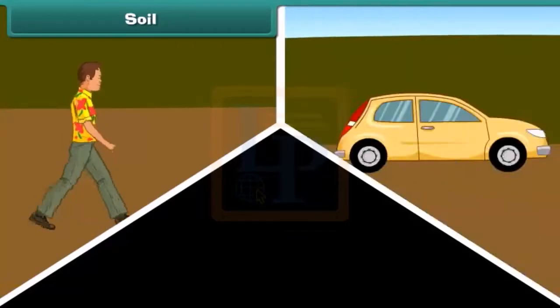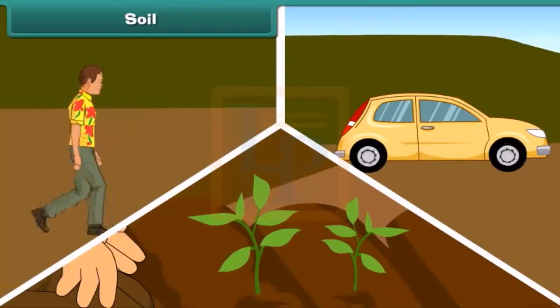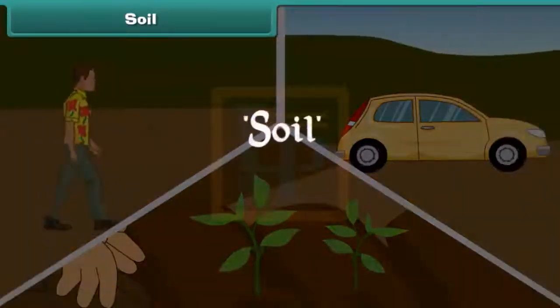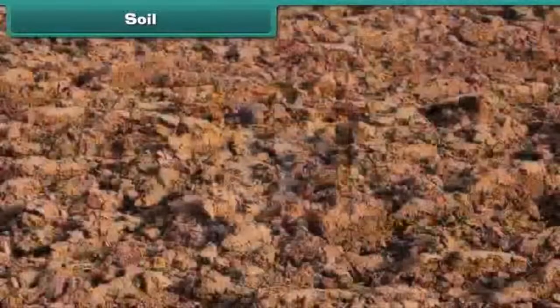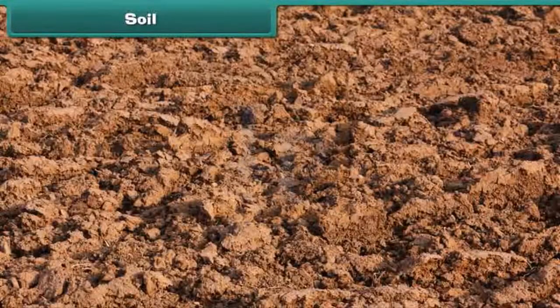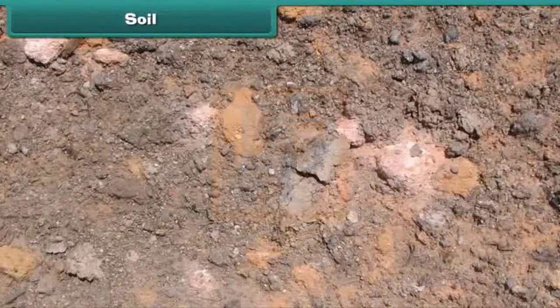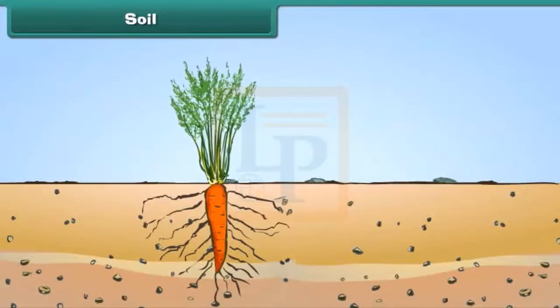It is everywhere. We walk on it, we drive on it, and we grow plants on it and so on. Wondering what it is? It is soil. Soil is the uppermost layer of the earth's surface. It consists of a mixture of rock, finely ground into powder, water, air, minerals, and a variety of living and dead life forms. It serves as a natural medium for growth of plants.